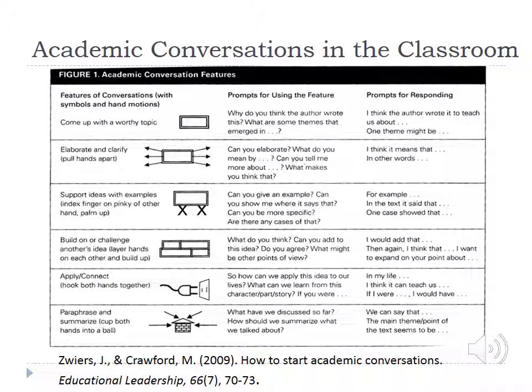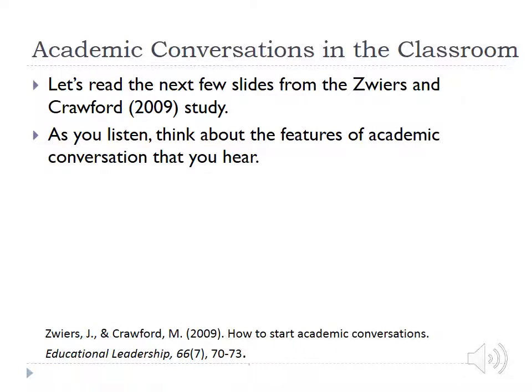In their 2009 article, Zwiers and Crawford aligned the 6 features of academic conversations that they identified to the analogy of building a house. The intervention that they implemented had students using gestures, pictures, and sentence or question prompts to deepen their level of conversation. The features were explicitly taught to the students one at a time, and students were given purposeful topics and times to practice each of these features.